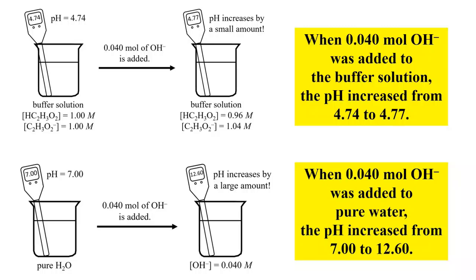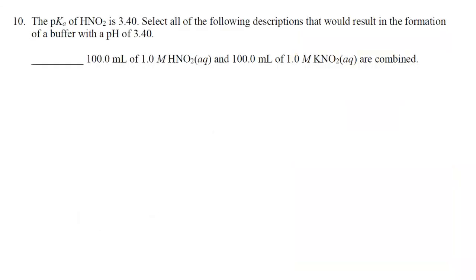All right, now let's take a look at questions 10 and 11 in which we can consider how do we prepare a buffer. Now, in questions 10 and 11, we're going to take a look at various ways in which a buffer solution can be prepared. In question 10, it says the pKa of HNO2, which is nitrous acid, is 3.40. Select all of the following descriptions that would result in the formation of a buffer with a pH of 3.40.